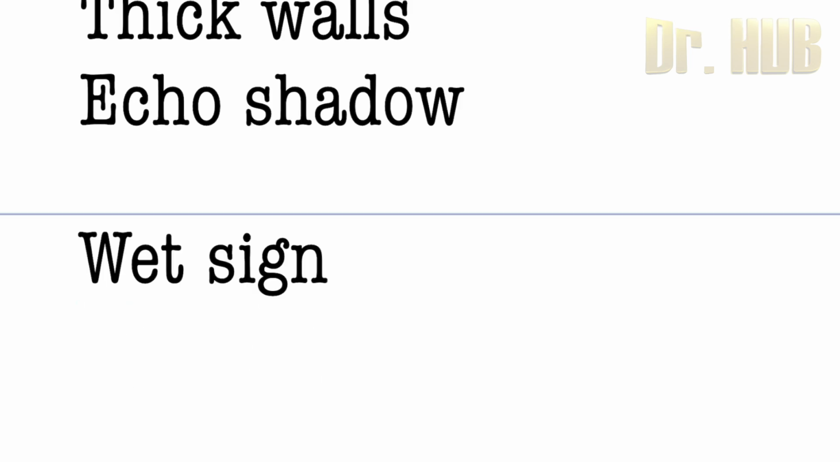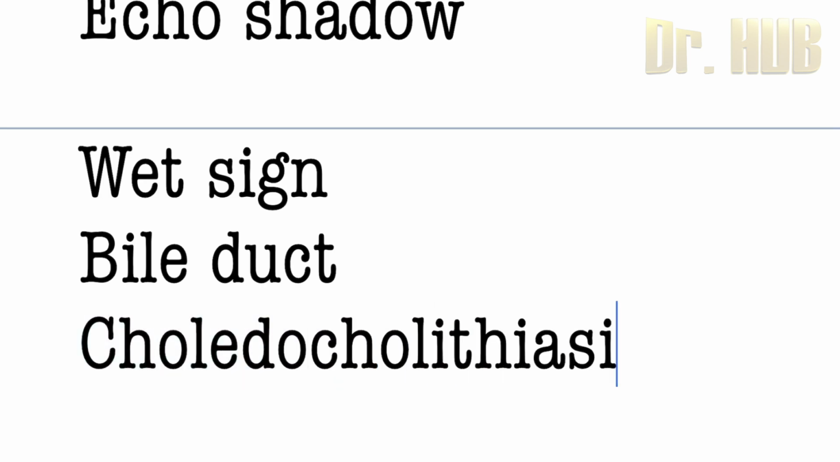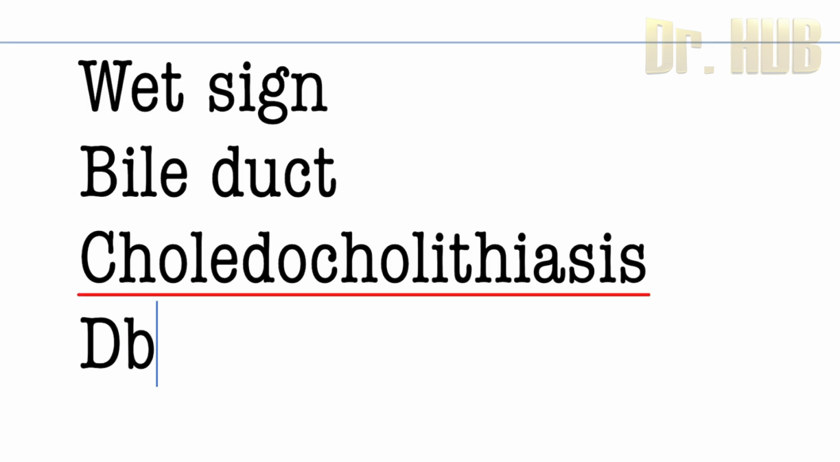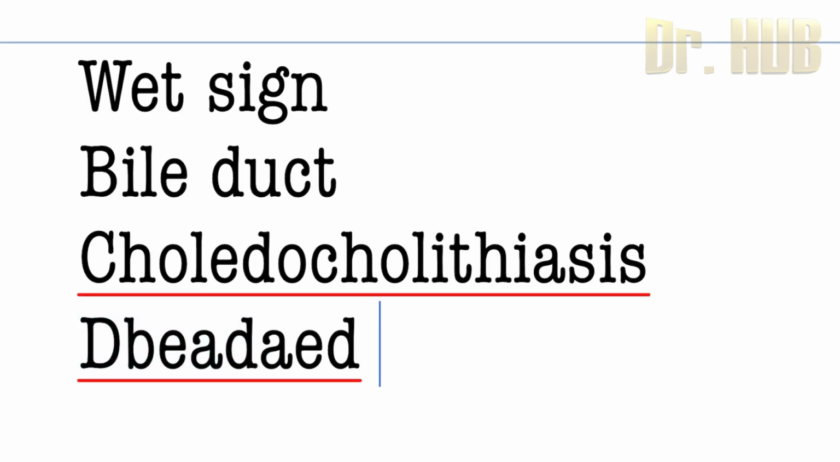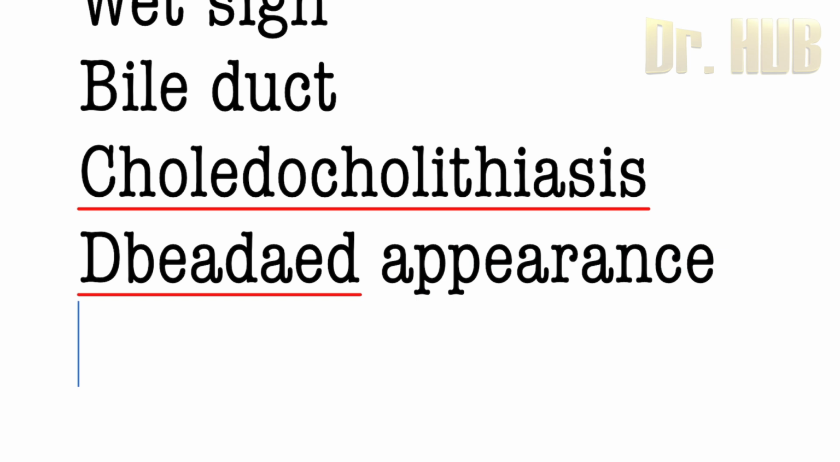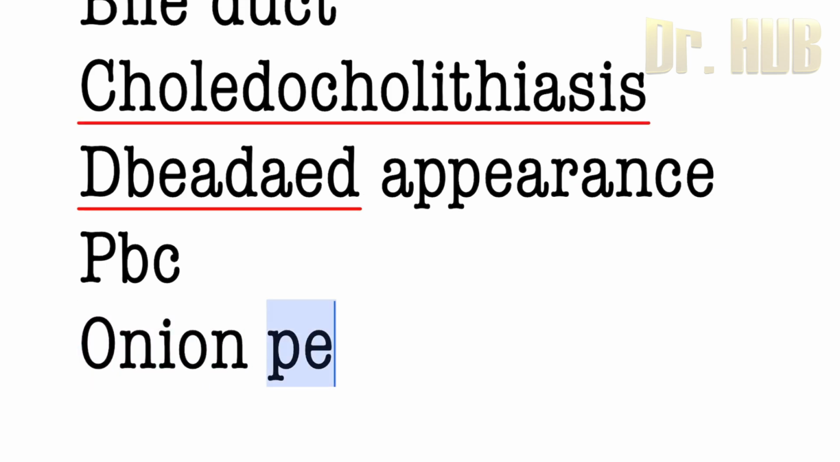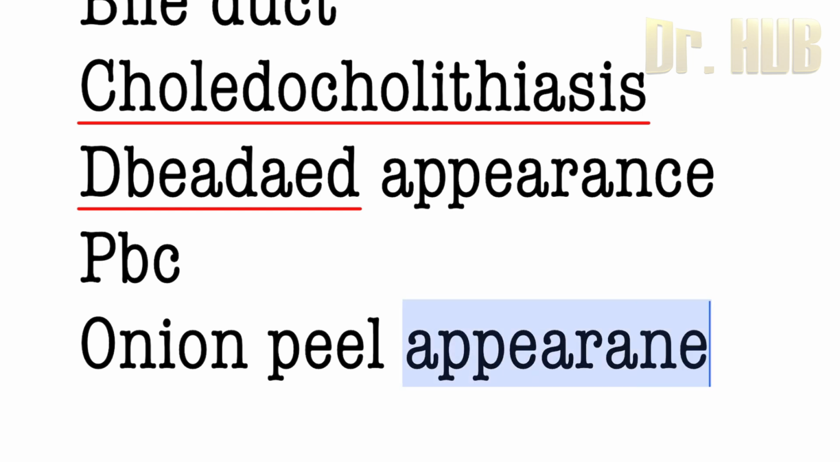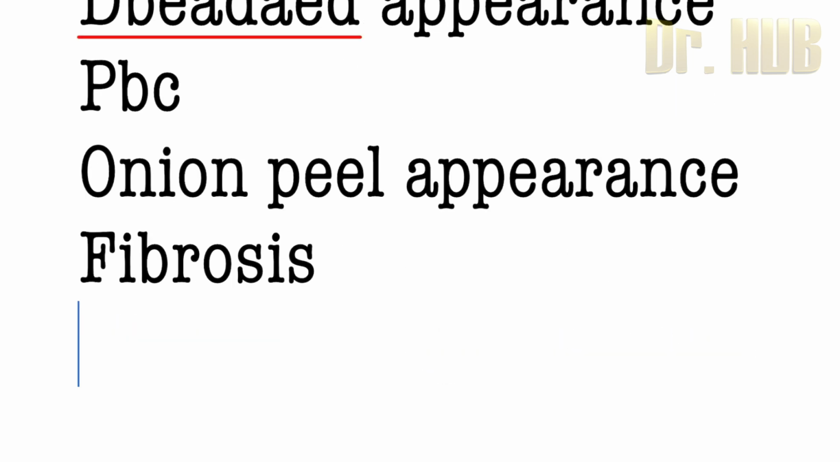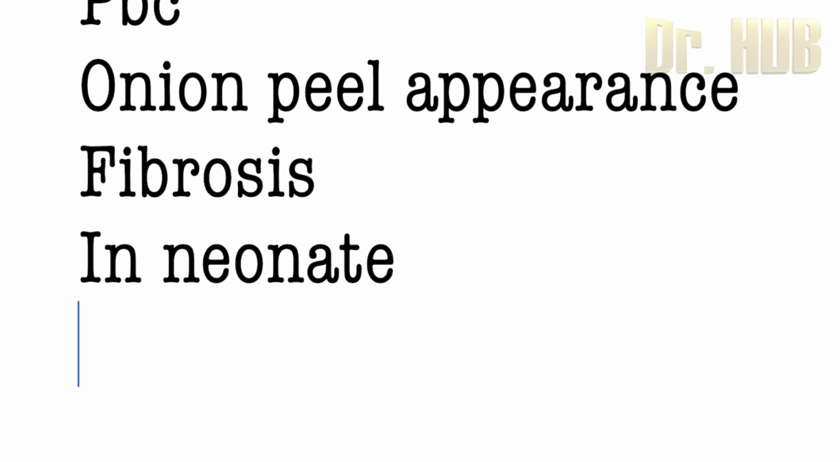Then moving on to the bile duct. So what's happening in the bile duct? There is choledocholithiasis. There is a beaded appearance, that is PSC. The onion peel appearance is seen in case of fibrosis.